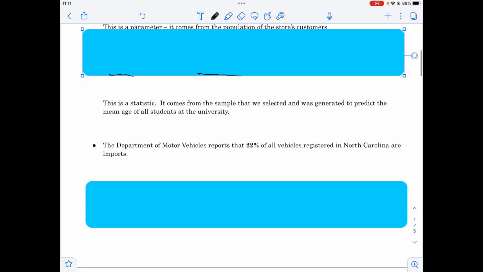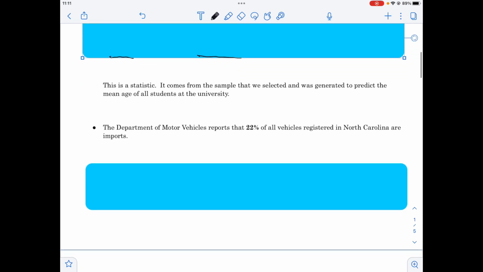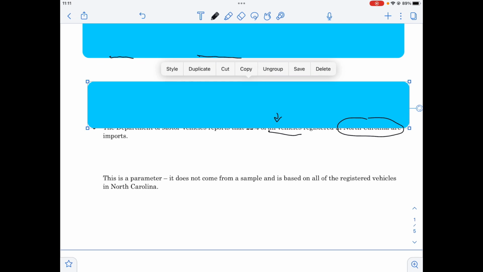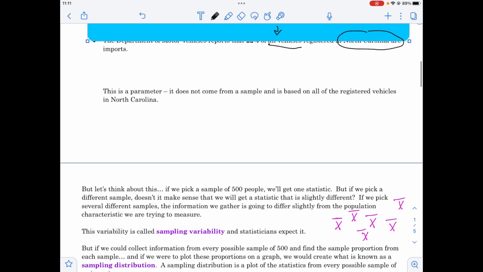The Department of Motor Vehicles reports that 22% of all vehicles registered in North Carolina are imports. So we're looking at the Department of Motor Vehicles, and it's talking about all vehicles registered in North Carolina. That keyword all is going to tell us that it is a population and a parameter. It doesn't come from a sample, it's based on all the registered vehicles in North Carolina. So that's the first thing you have to recall and remember how to do.